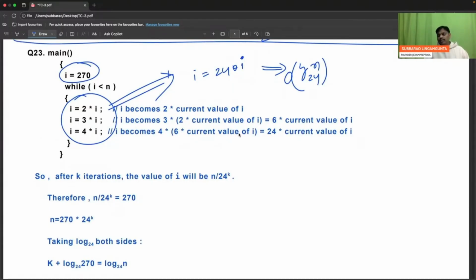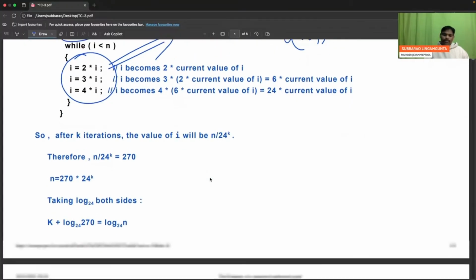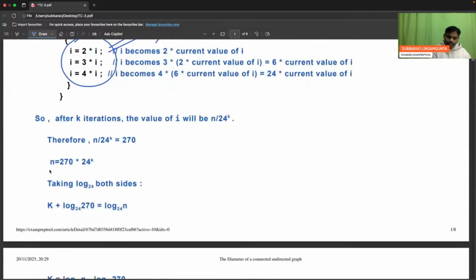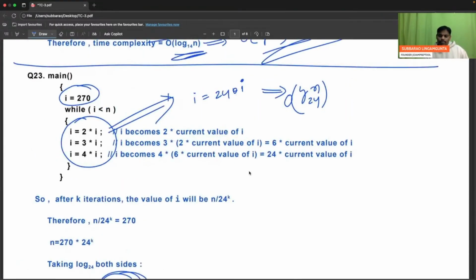If you see the series, something like 24 power 1, 24 power 2, and so on, 24 power k will come. So finally log n base 24 will come. Every time a proof is not required. If you really require it, do it in a similar way to what I did for the previous problem. I think I am doing it only for namesake. First value is 270.